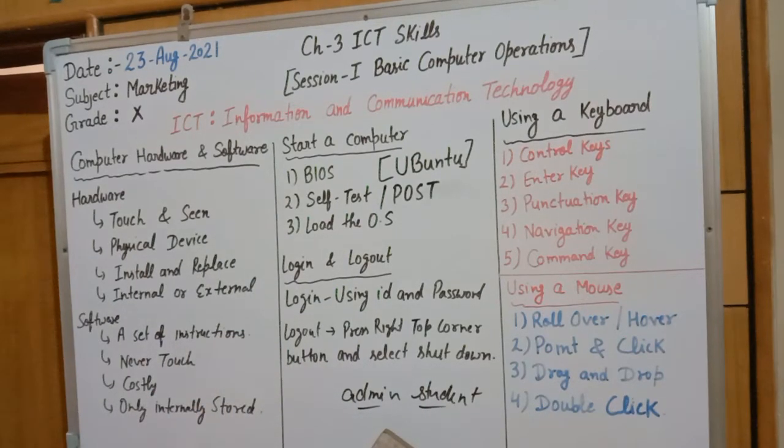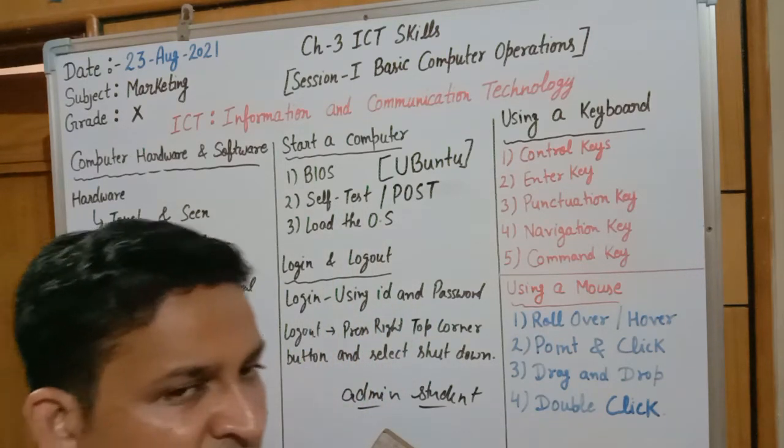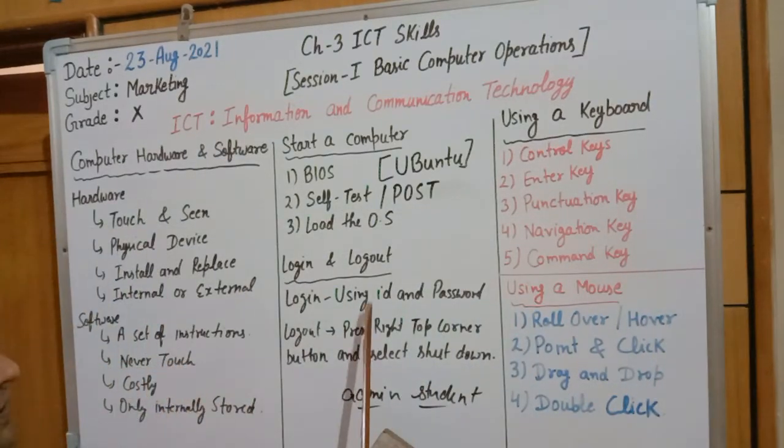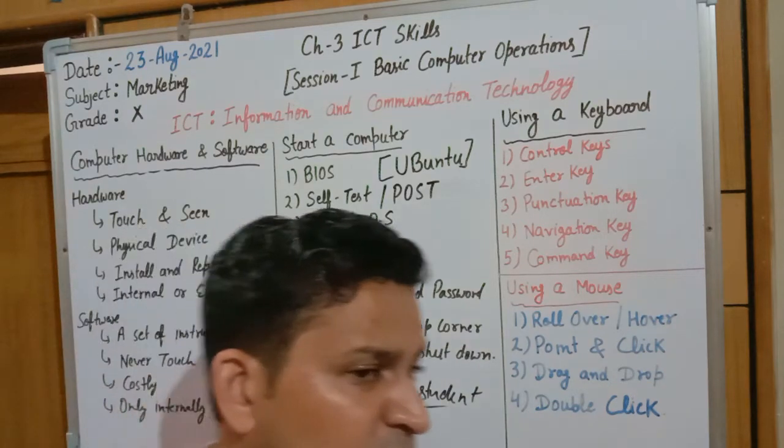To do the login, a user will start the computer system. After starting the computer system, he will enter the user ID and password with a specific username. If we want to log in with admin, we will enter the user ID and password for admin, and it will be started. And the second step is logout. Logout is the process to close the account.